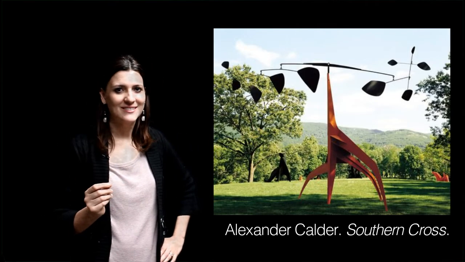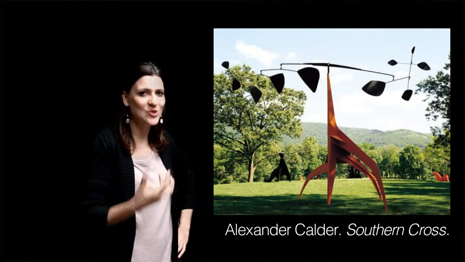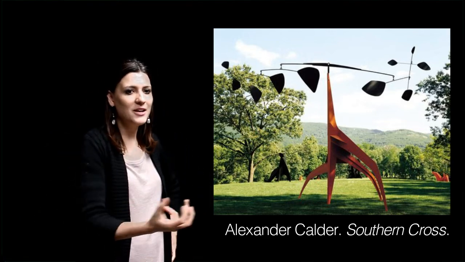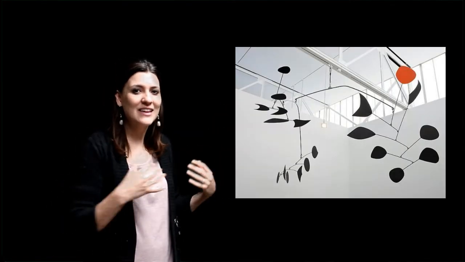Another artist concerned with the idea of motion was Alexander Calder. In the 1930s, Calder brought motion into his sculpture by making works that were called mobiles. Using abstract forms suspended by thin pieces of wire, Calder's mobiles actually move. And if you watch them, you can actually see how they respond to the air that's circulating in the room.